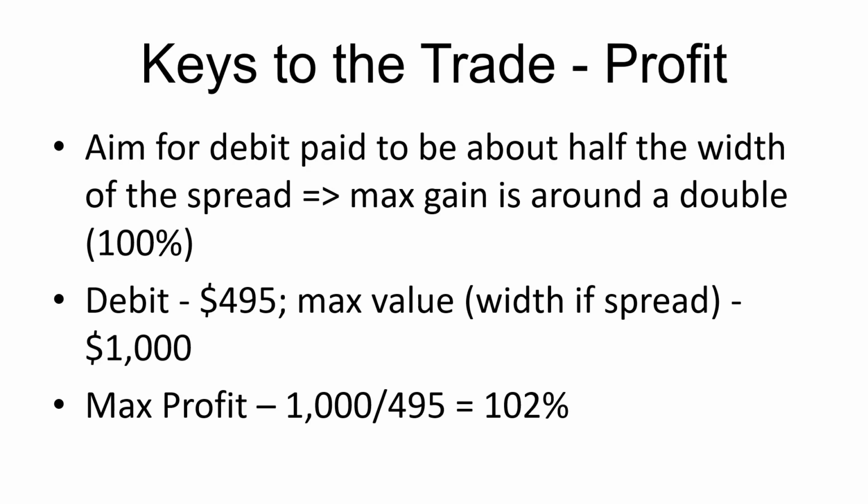So in this case, the maximum value or the width is $10. The debit that we're paying is $4.95. So that's about a 2-to-1 ratio. It's about a double. It's actually a little above that. So we can check off the first box with that, as the debit is about half the width of the trade.